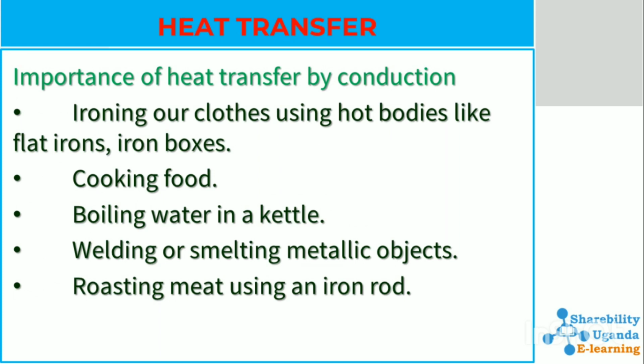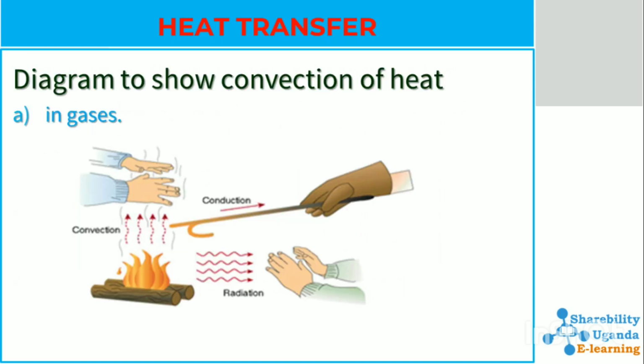Then, importance of heat transfer by conduction. How can we use this form of energy? We can use it in the process of ironing our clothes using hot bodies like flat irons or iron boxes, cooking food, boiling water in kettles or other saucepans, welding or smelting metallic objects, roasting meat using an iron rod, among others.